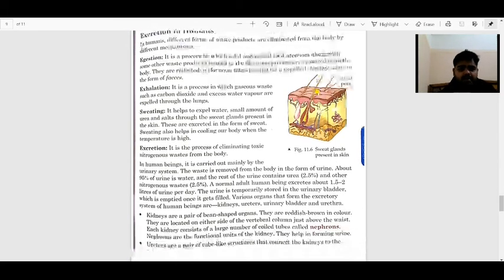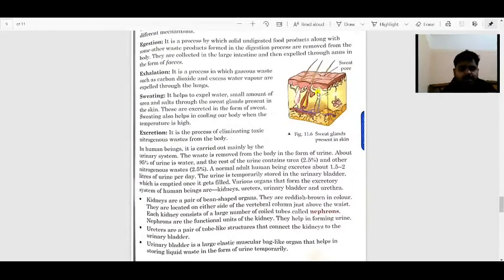Now next comes excretion, right? Basically in humans it is the removal of mainly the nitrogenous waste, meaning the waste which is basically rich in nitrogen containing compounds, right?